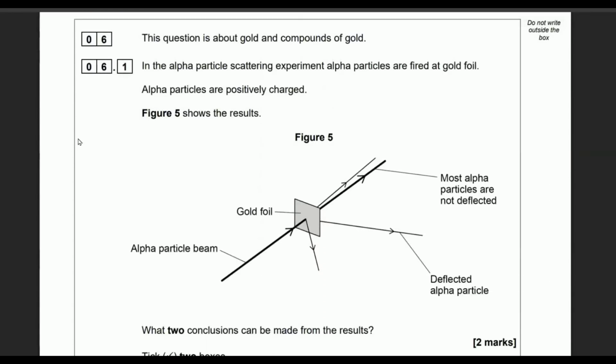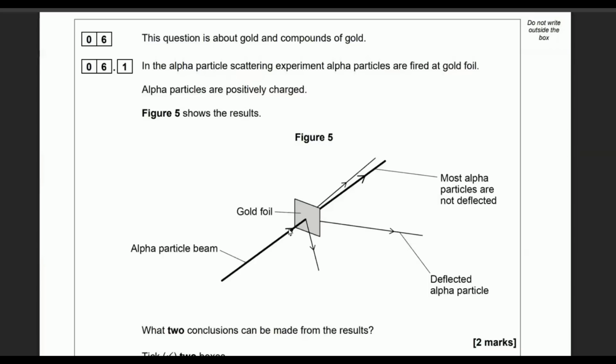Question 6. So what do we have here? We have question 6. This question is about gold and compounds of gold. In the alpha scattering experiment, alpha particles are fired at gold foil. Alpha particles are positively charged. Figure 5 shows the results.